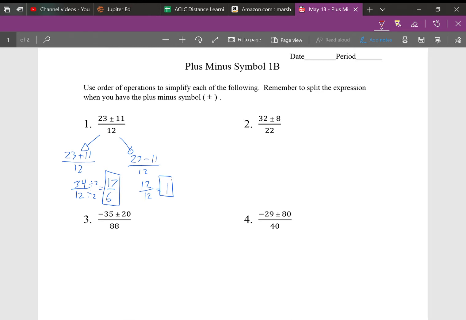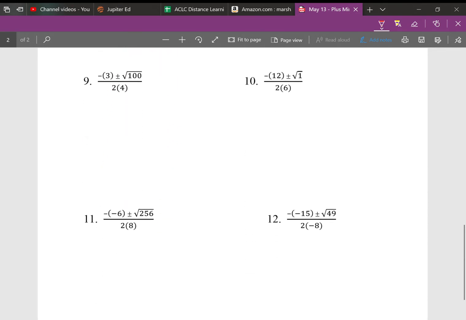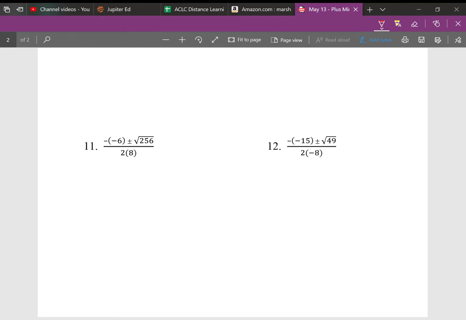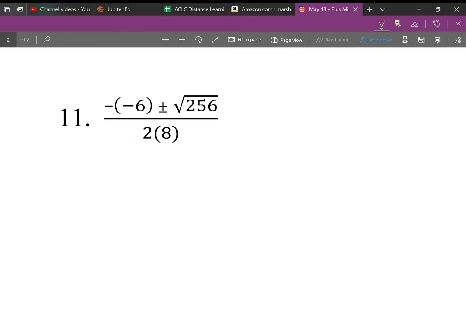I want to continue with plus minus symbol 1b, and I'm going to go way down to the bottom and do one that's pretty hard, number 11. So let's check it out.